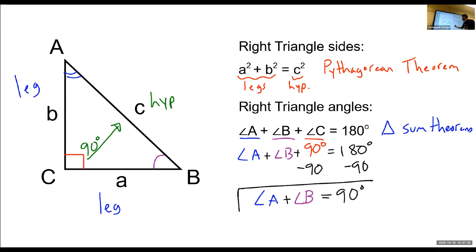So this is the conclusion that I can make about two angles in a right triangle that are not the right angle. So in other words, I have my right angle C. I have angle A and angle B are the other two angles, and I know that those two angles must add up to 90 degrees. Now, early in the semester, we had a vocabulary term that we used to call two angles that add up to 90. That word was called complementary.